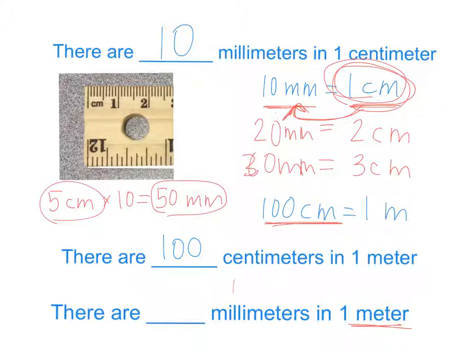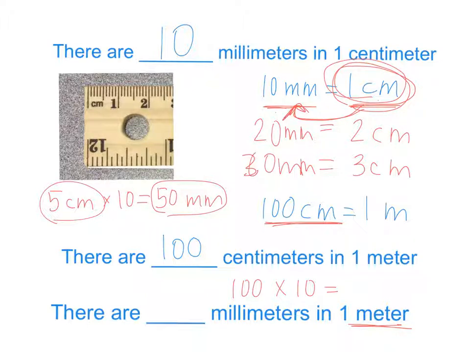Arvind? You can multiply 100 by 10. I could do 100 times 10. Would that tell me the number of millimeters there are in 1 meter? Yeah. How could I rewrite that using exponents? 100 times 10. We did this in our practice in our homework yesterday.